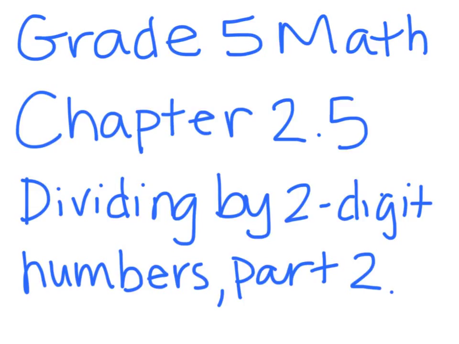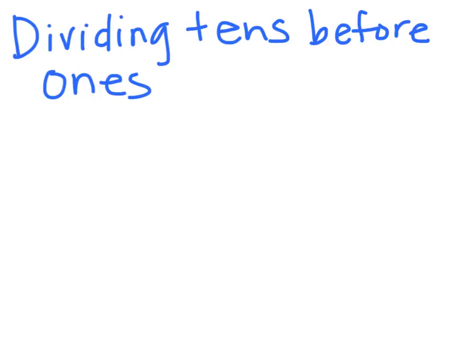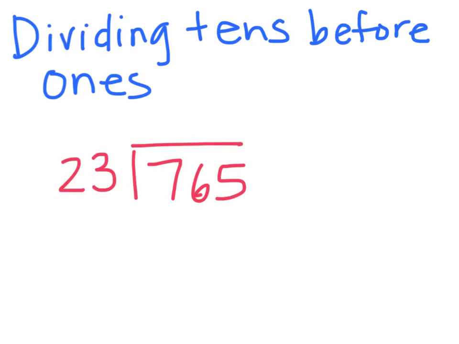This is part 2 of chapter 2.5, dividing by two-digit numbers. When we left off yesterday, I promised you some more complex 3-digit divided by 2-digit problems. Here's our first example. In this problem, we're going to divide 765 by 23. So, what makes this more challenging?